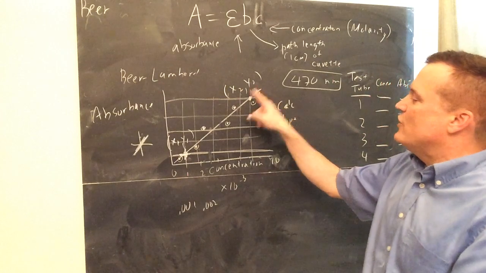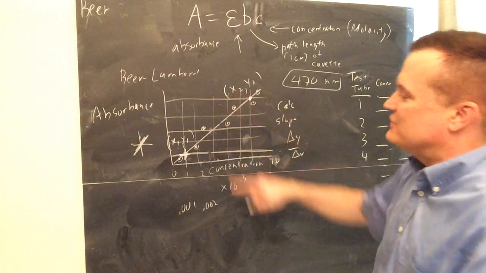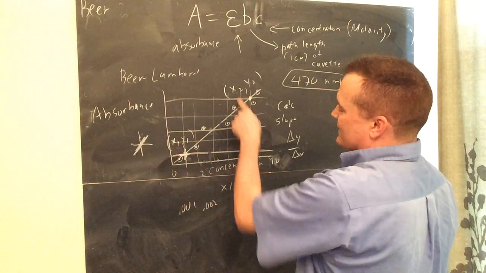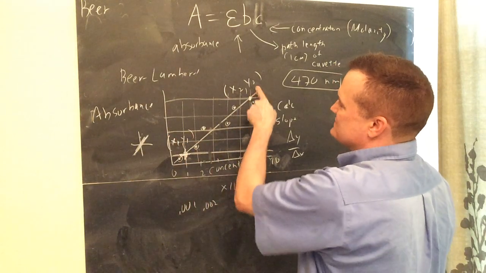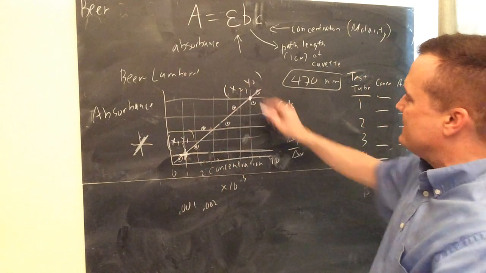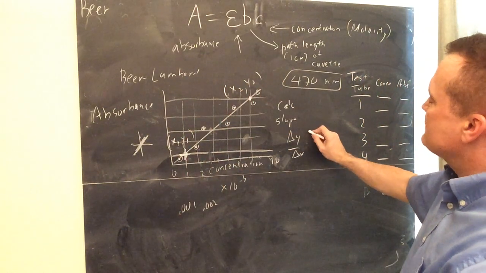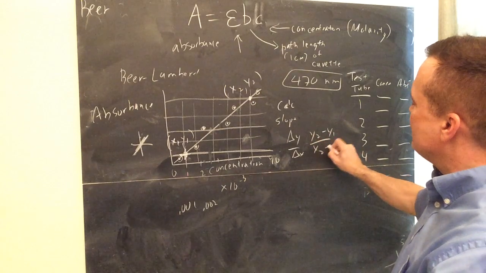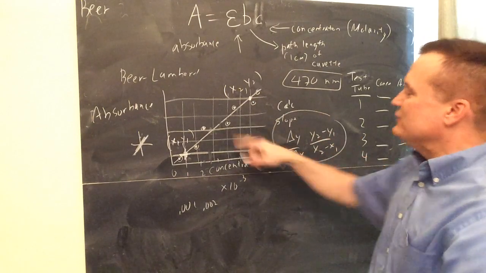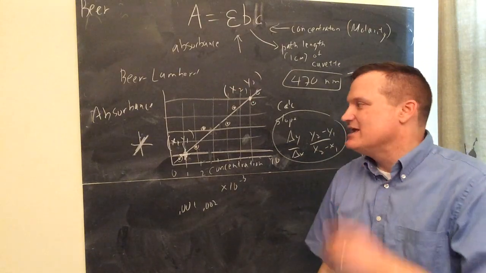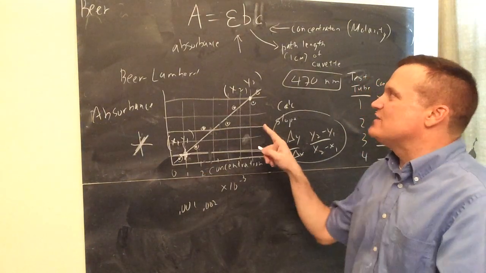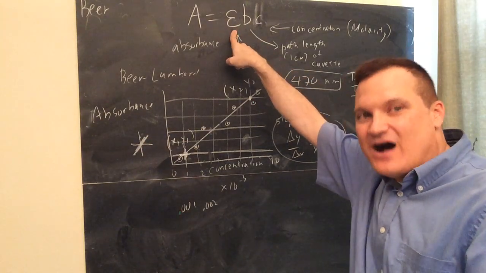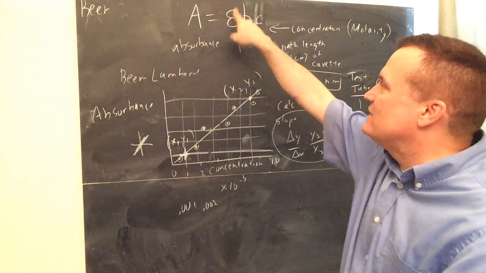Okay, so now you know x1, y1, x2, y2, if you want to call it concentration 1, absorbance 1, concentration 2, absorbance 2. You read the 2 points, you write them down, then you do the change in y over change in x, which is y2 minus y1 divided by x2 minus x1. You can all find the slope of a line, that's easy. Guess what? When you find the slope, that is equal to the molar absorptivity constant. That is the epsilon here.